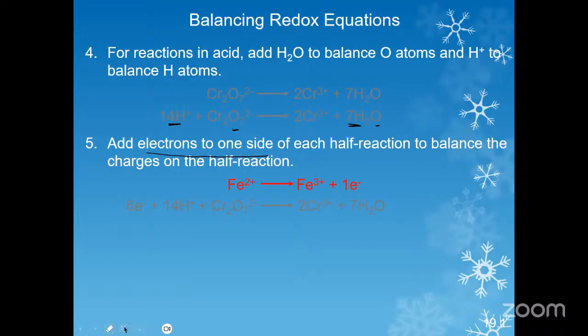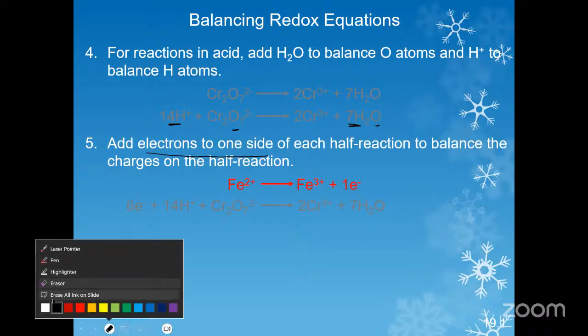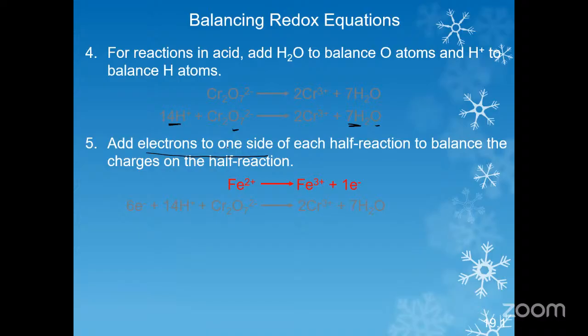And let me show you how we know that we need to add 6 electrons. So let me just cross this out for the time being. Basically, before we add the electrons, we count the total number of charges on both sides. Based on this equation, we have 14 plus charges minus 2, so the total charge on the left side would be +12. On the right side, we have 2 times +3, which will be +6. The water does not contribute any charges, so we have +12 on this side and +6 on this side.